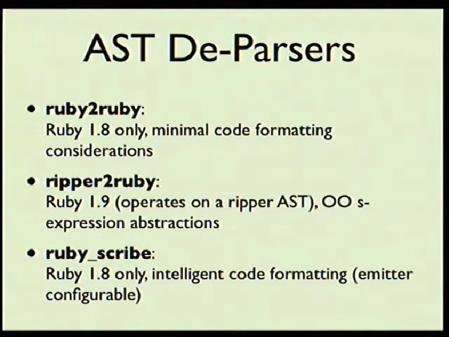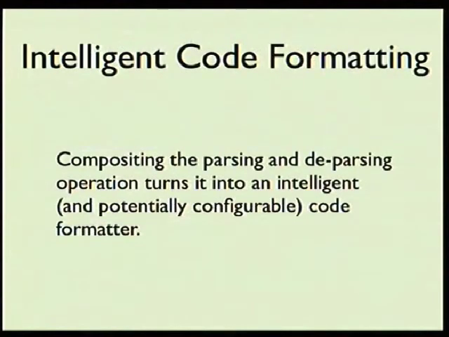And it's also configurable. You can, to some extent, configure it to your own coding standards if you like to do things a certain way. And so if you use Ruby Scribe, or any of these really, without transforming the code, it just turns it into a code formatter. So you can take really crappily formatted code, just don't change it at all, and just run it right back through the deparser, and it will output, hopefully, well-factored code from a style perspective.